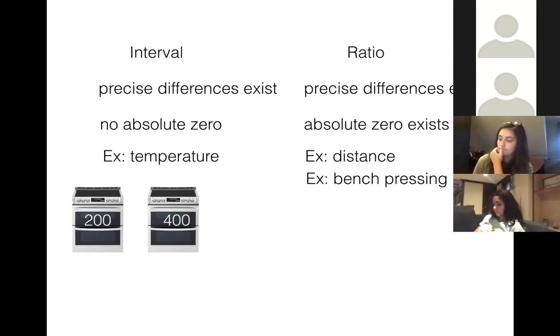One more example, just so we kind of feel this stuff out a little bit, would be bench pressing. Who likes to go to the gym? Well, maybe not anymore because they're all closed. But anyway, if we are bench pressing, and we have somebody that's bench pressing 100 pounds, somebody that's bench pressing 300, can we get a precise difference between the two of those?